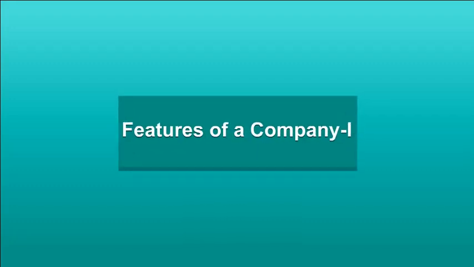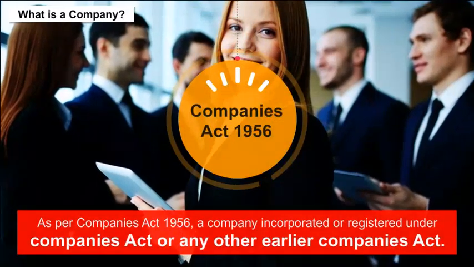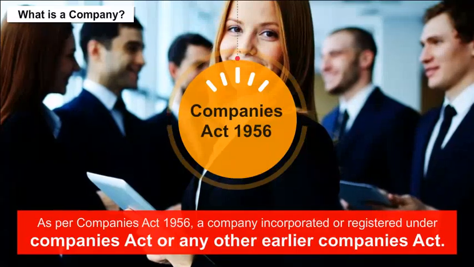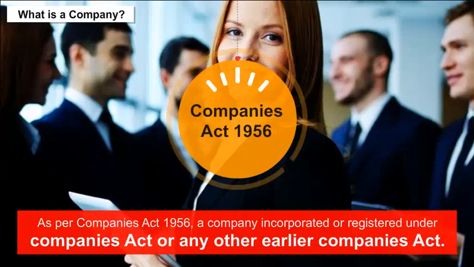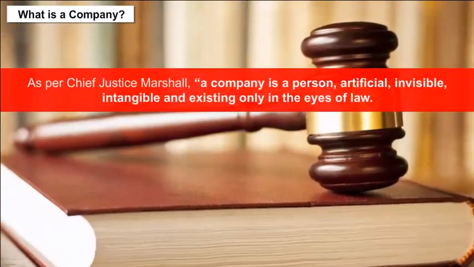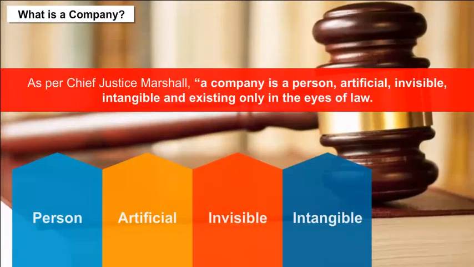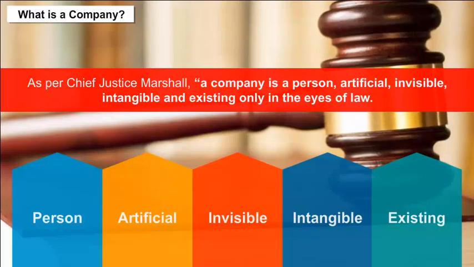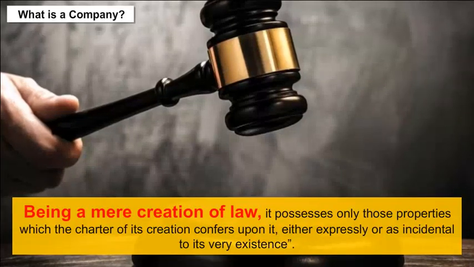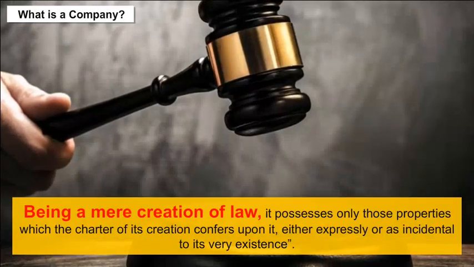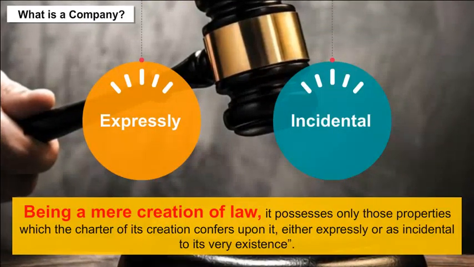Features of a company. 1. What is a company? As per Companies Act 1956, a company is one incorporated or registered under the Companies Act or any other earlier Companies Act. As per Chief Justice Marshall, a company is a person, artificial, invisible, intangible, and existing only in the eyes of law. Being a mere creation of law, it possesses only those properties which the charter of its creation confers upon it, either expressly or as incidental to its very existence.